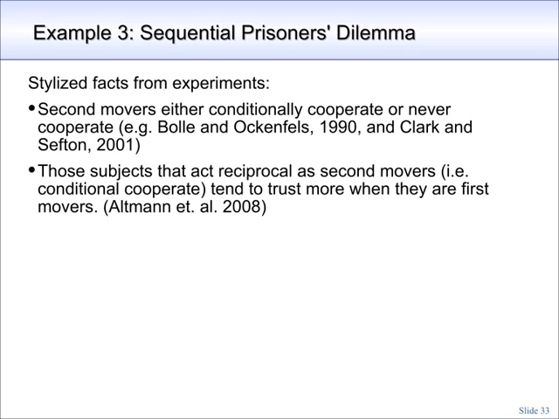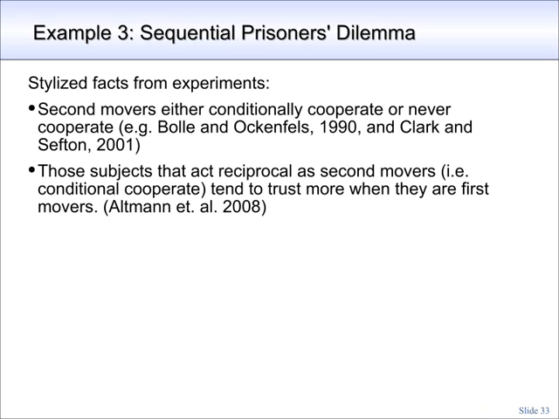Stylized facts from experiments are as follows. Second movers either conditionally cooperate or never cooperate. Since the complier optimal norm never prescribes unconditional cooperation, it seems to be a bit more robust towards the stylized facts from experiments than rule-utilitarian norms.